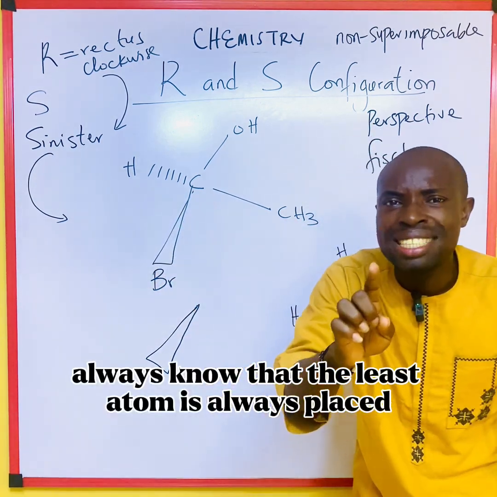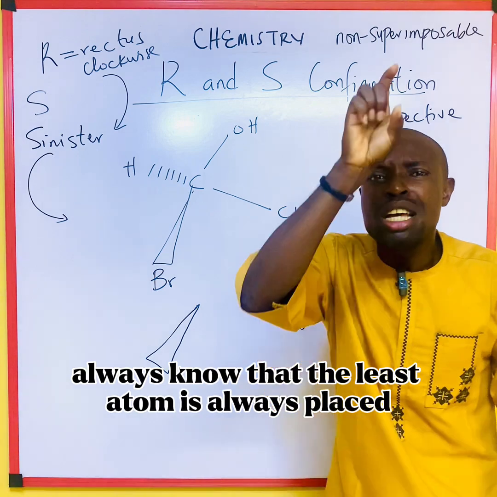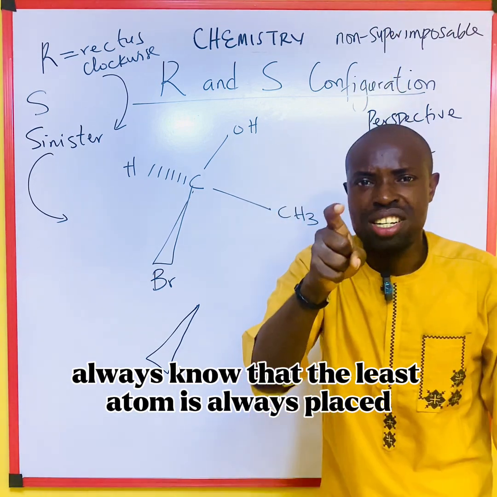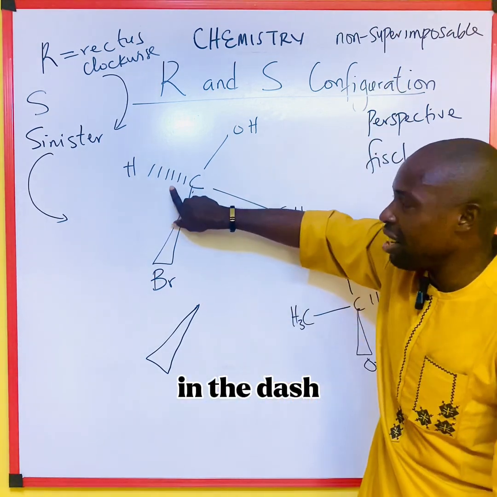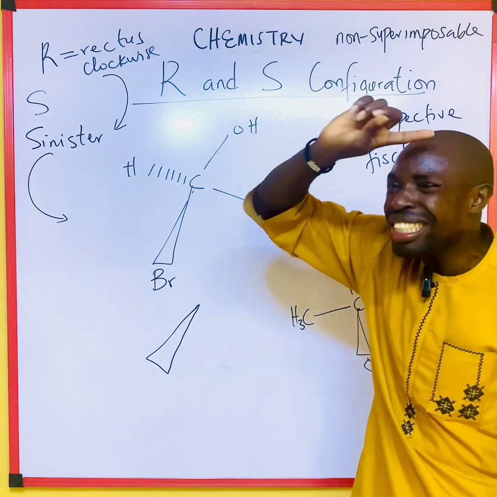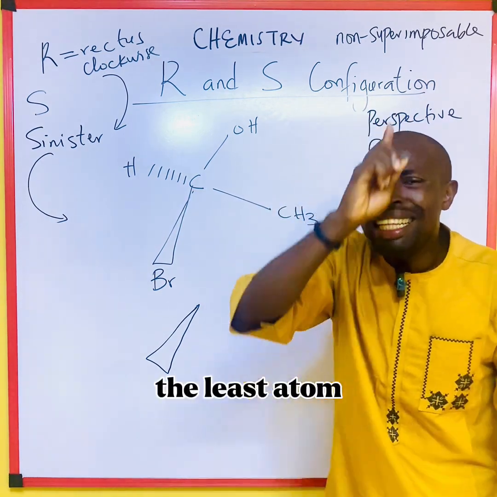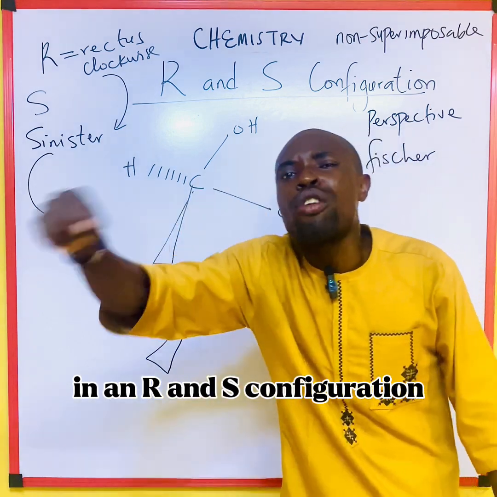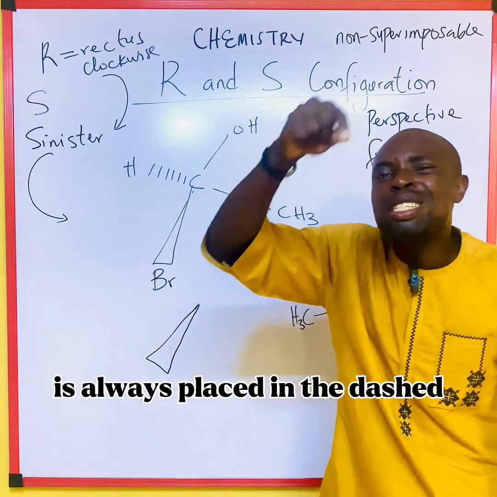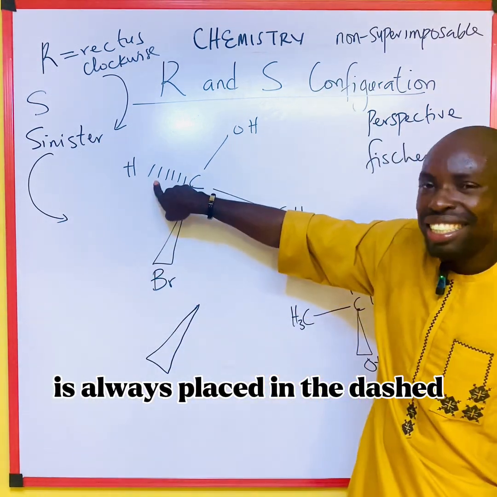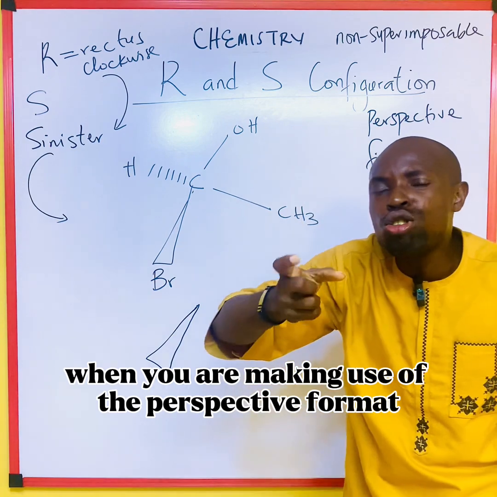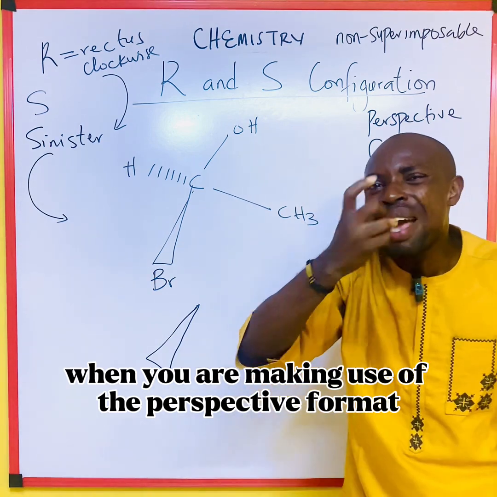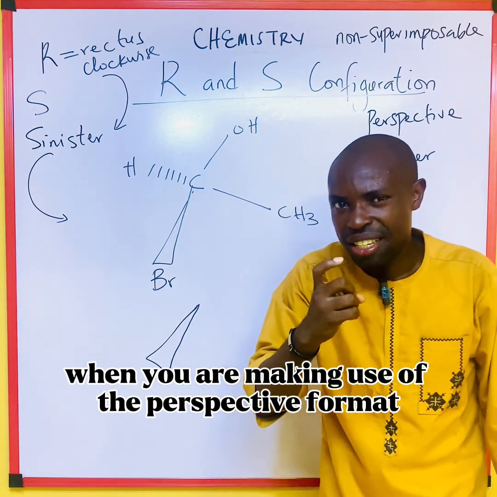Please do not be confused in this case. Always know that the least atom is always placed in the dash. Take note: the least atom in an R and S configuration is always placed in the dash when you are making use of the perspective format.